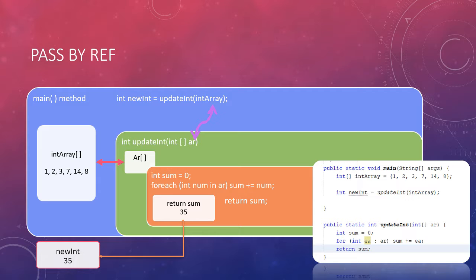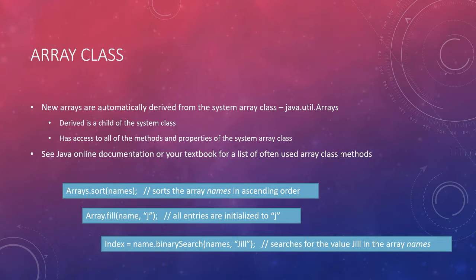Whenever we're working with arrays, arrays are always passed by ref. So the updates that occur within our method will be available to the caller. We need to be careful about that because it is a little bit different than what we're used to.